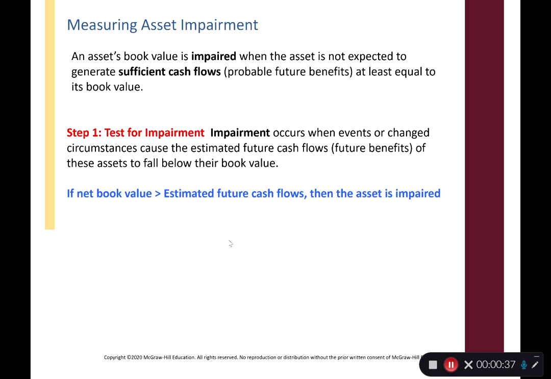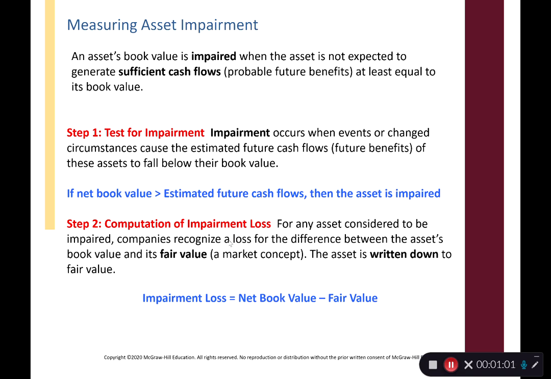So the first step to test for impairment is to estimate future cash flows and then compare those estimated future cash flows to the net book value we have the asset recorded on the books for. Estimating future cash flows can be challenging because you're predicting the future. For classroom purposes, we're just going to give you the number to compare to the net book value. If the net book value is greater than the estimated future cash flows, then the asset is impaired.